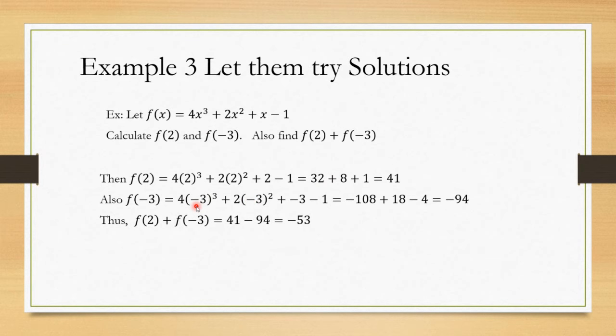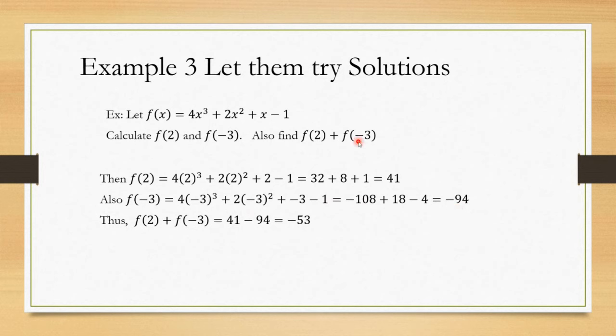So, for instance, here we get minus 3 cubed times 4. So what is it? Minus 3 cubed is minus 27. And 27 times 4, you get minus 108. Here, you get 2 times negative 3 squared, and that turns out to be 18. And then you have plus minus 3 minus 1, which is minus 4. And this whole thing here turns out to be minus 94.